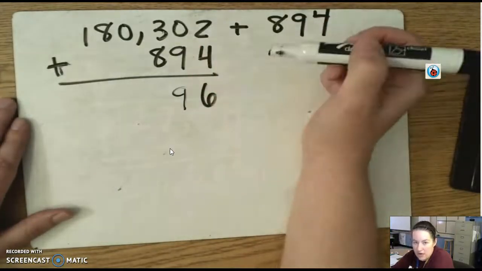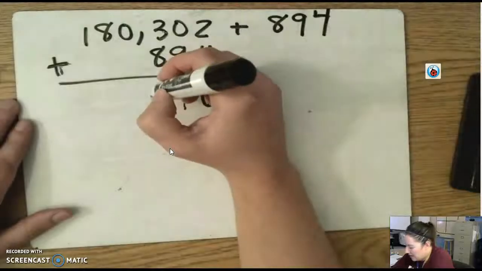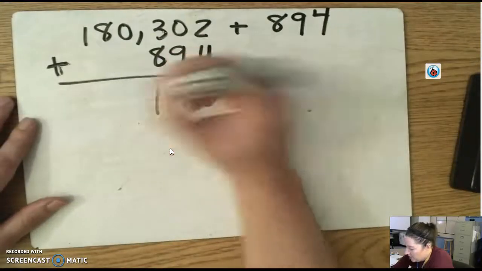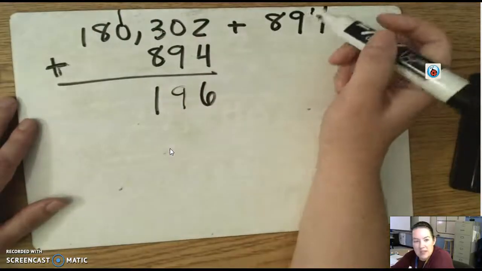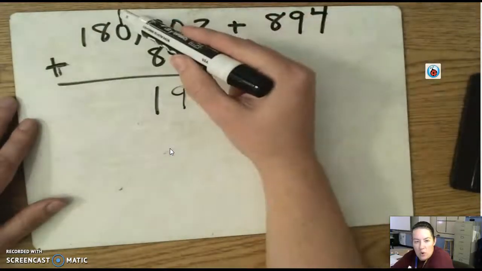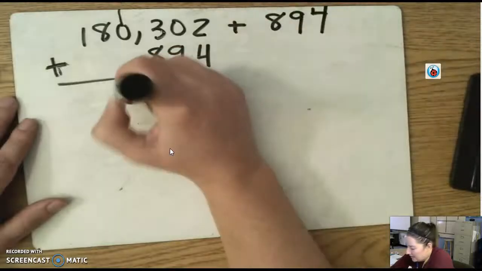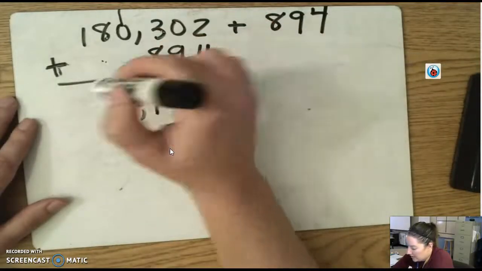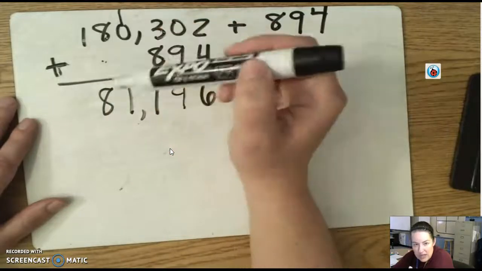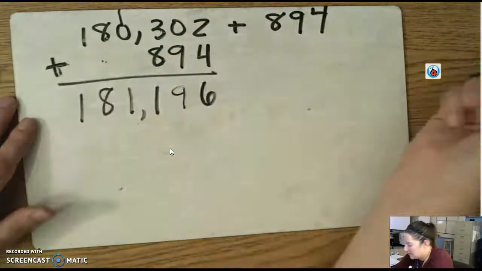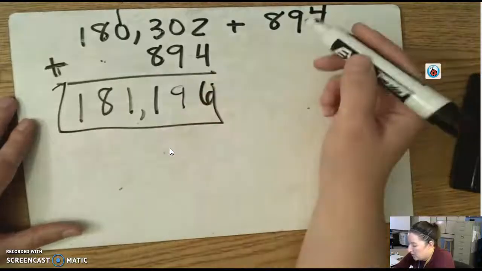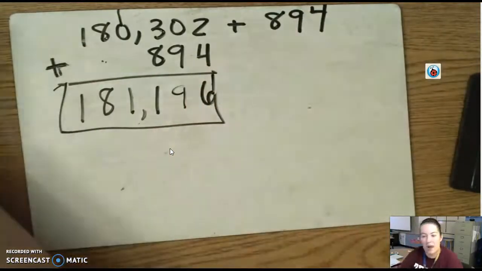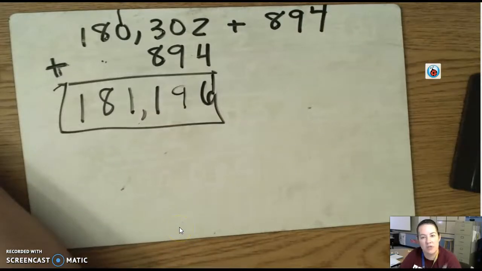800 plus 300 would be 1100, but I can't fit 1100 in this one place value spot. So I put the 1 here and carry the 1000. So 1,000 plus 0,000 is 1,000. 80,000 plus no thousands is 80,000. 100,000 plus no thousand is still 100,000. So the answer was 181,196.